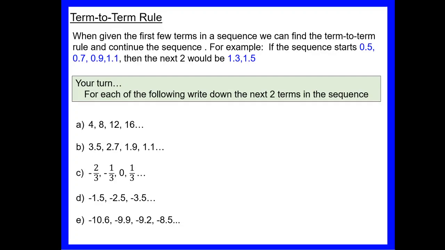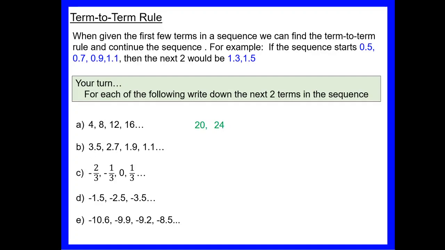All right, let's talk through these then. So you may have wanted your calculator for a few of these, but hopefully you've given them a good try first. So the first one then, from 4 to 8, we've added 4. From 8 to 12, we've added 4. 12 to 16, we've added 4. So it looks like the rule is to add 4. So we should then get 20 and 24.